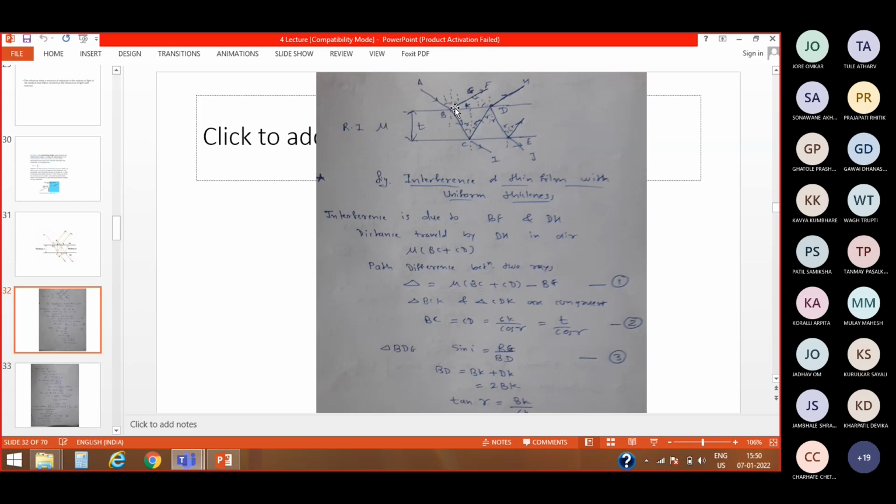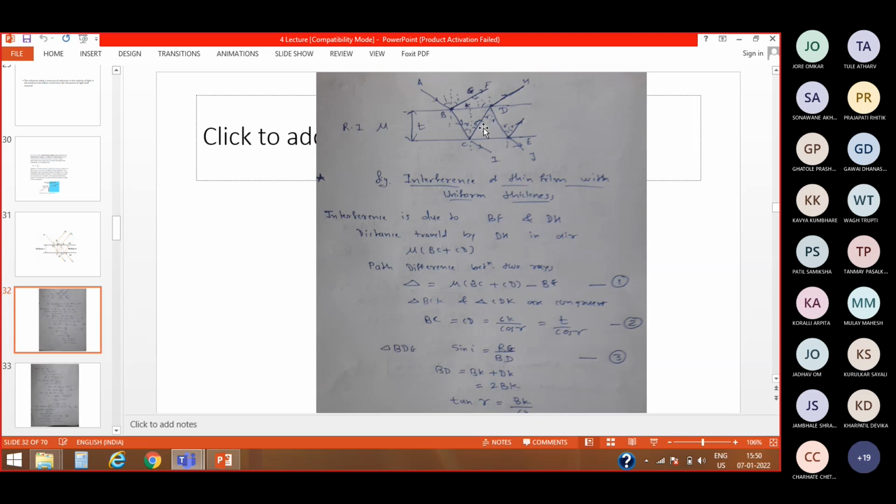So there is a path difference between both the rays R1 and R2. If we say BF is the ray R1 and DH is the ray R2, there is some path difference between both the rays from the point of reflection. So the distance traveled by DH in air is equal to mu into BC plus CD. Mu is the refractive index of the material, and BC plus CD.